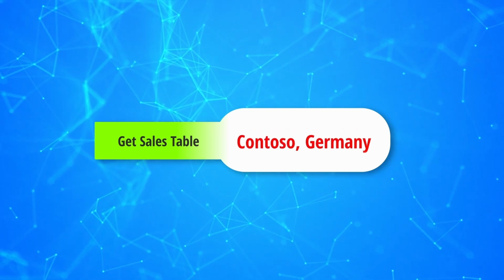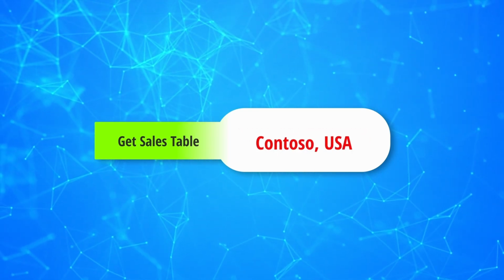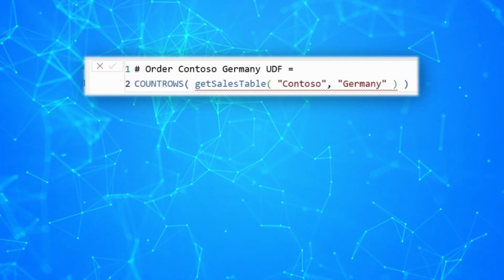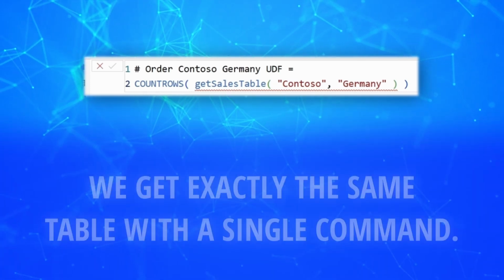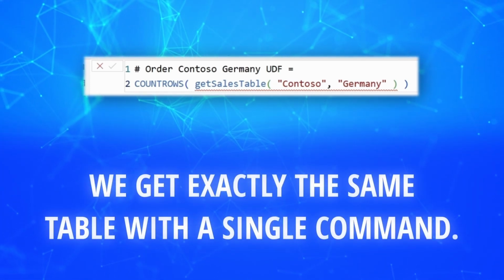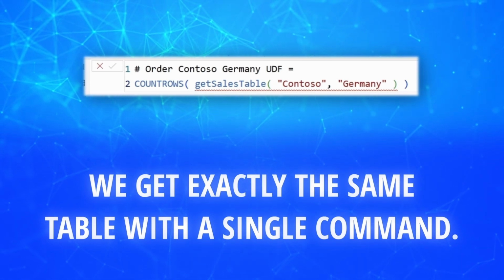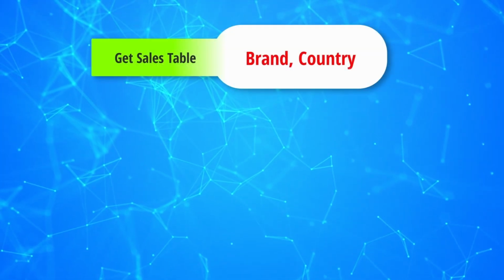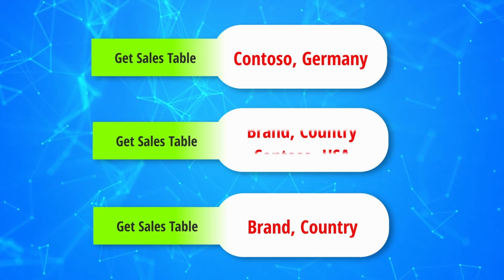This logic we can save once as a function, and we can call it at specific occasions during our DAX logic. For example, I could now use the function getSalesTable with the parameters Contoso and Germany, and we get exactly the same table with a single command. We can now do a count rows over this function, and we will get exactly the same result as we had before. If I need the same logic for another country or another brand, I can still use the same function and just change the parameters.